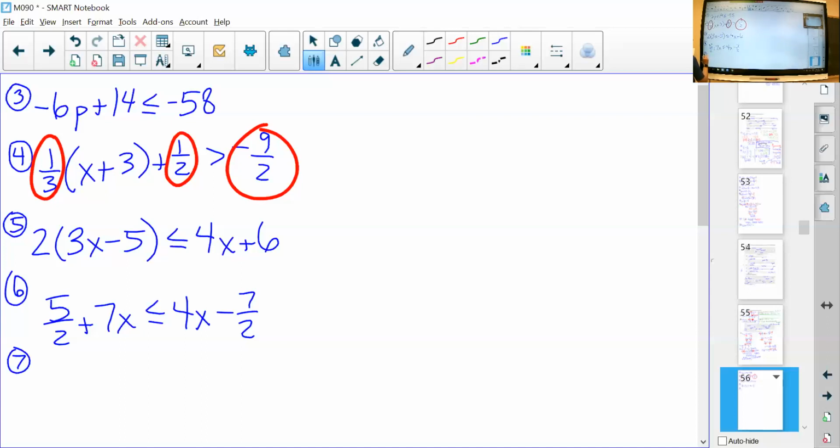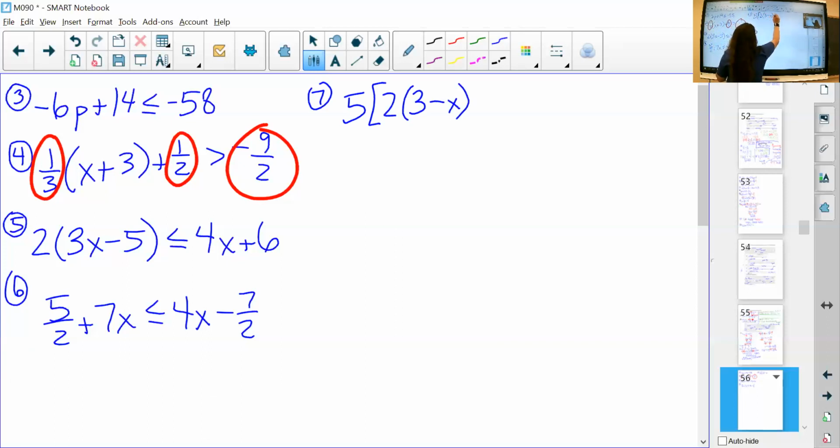Example 7. Let's do 7 together. 5 times 2 times 3 minus x minus 1 is less than or equal to 27. As always, I have some options. I could start out by getting rid of that 5, but then I've got fractions. I don't think I really want to do that. Let's try distributing. We go to the inside thing. There's nothing to do with 3 minus x, so we distribute.